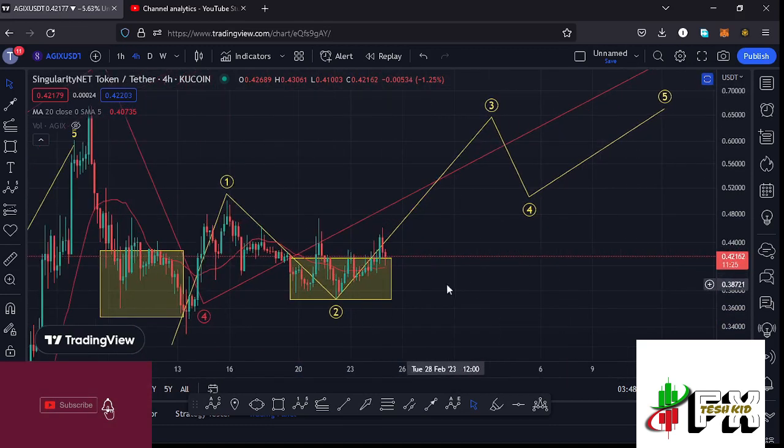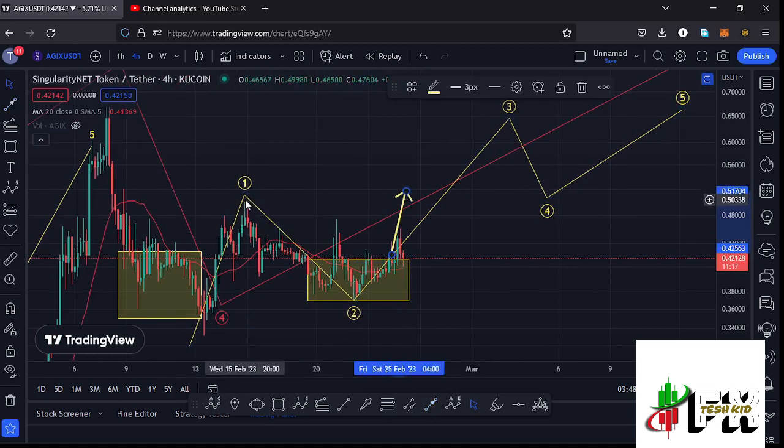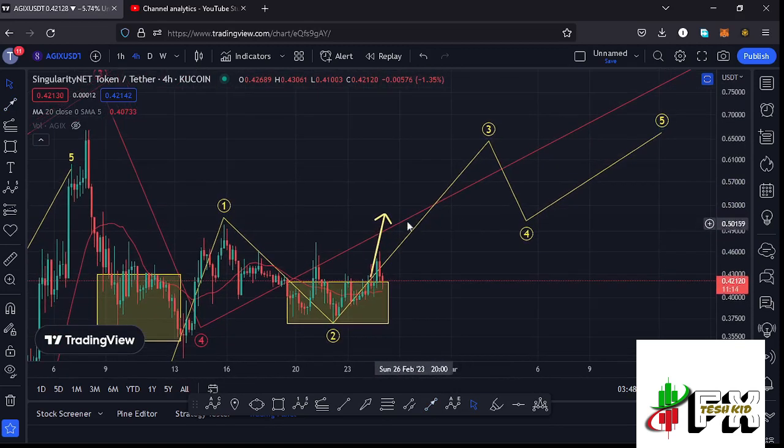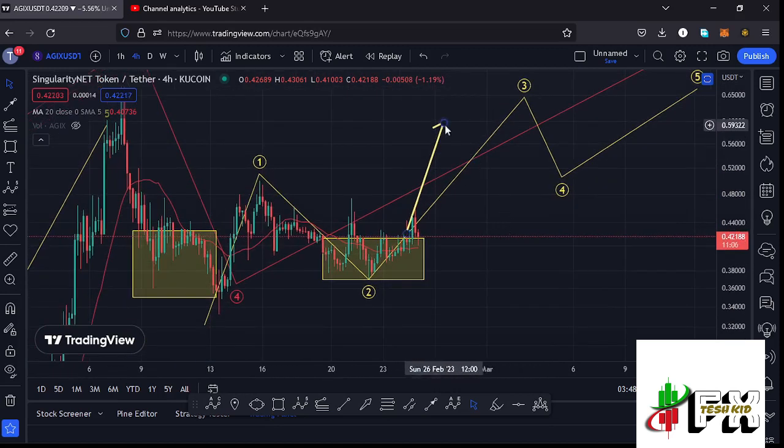And for that move to also play out, we need to continue holding above the 20-day MA, continue gearing up, and also see a break above the wave 1 high, which is at around the $0.5 mark. And once that happens, then that will be enough confirmation that whatever we are seeing is the start of that massive bounce to the upside in the formation of this wave 5. So that is what I'm expecting here on the short-term scenarios.